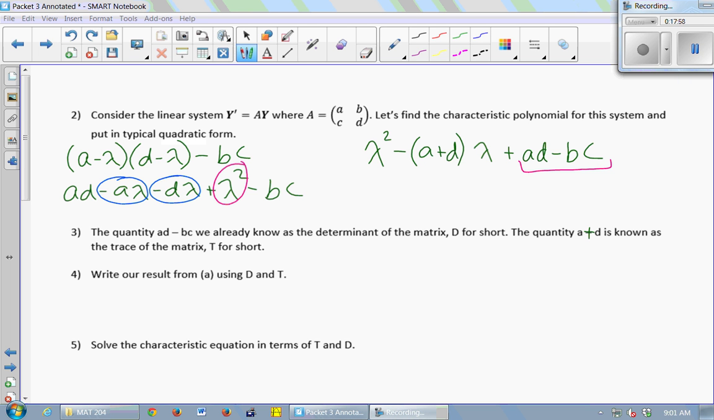All right. So A plus D is known as the trace, call it T. AD minus BC, we've been familiar with that quantity for a while. It's the determinant D. I was going to give a little disclaimer: I've only taught this class once before, and the last time I taught it, I left this section out, so this is my first time teaching it. So there's bound to be some mistakes.